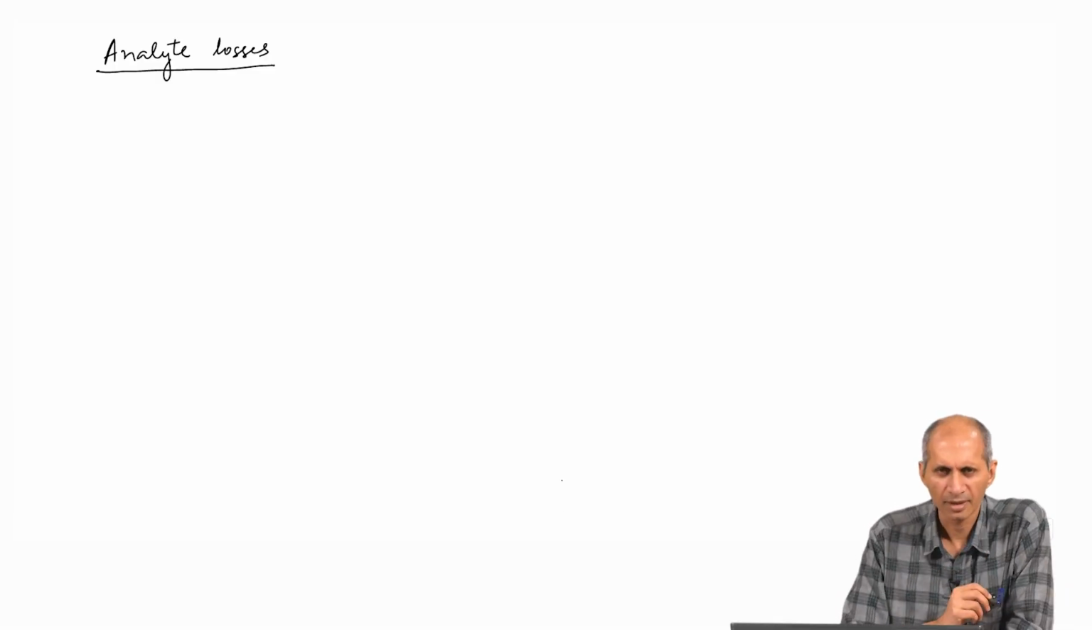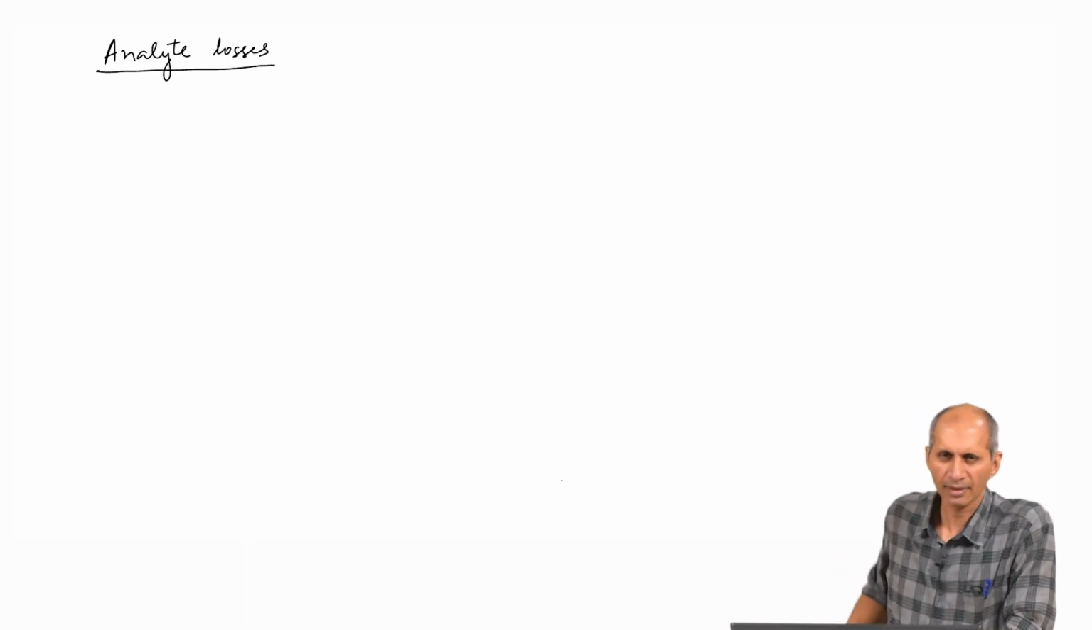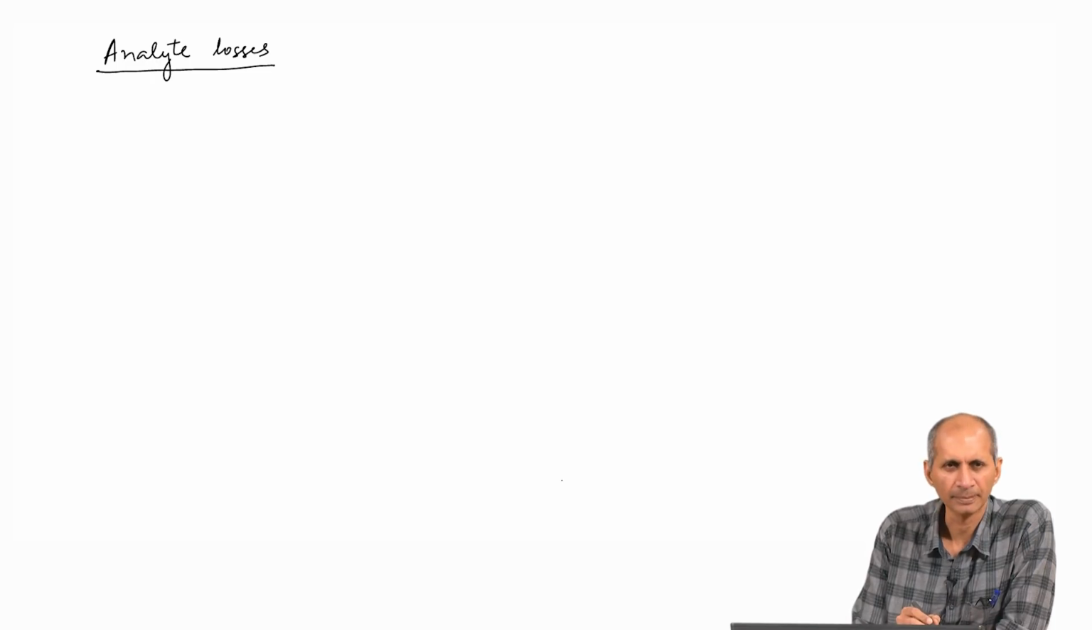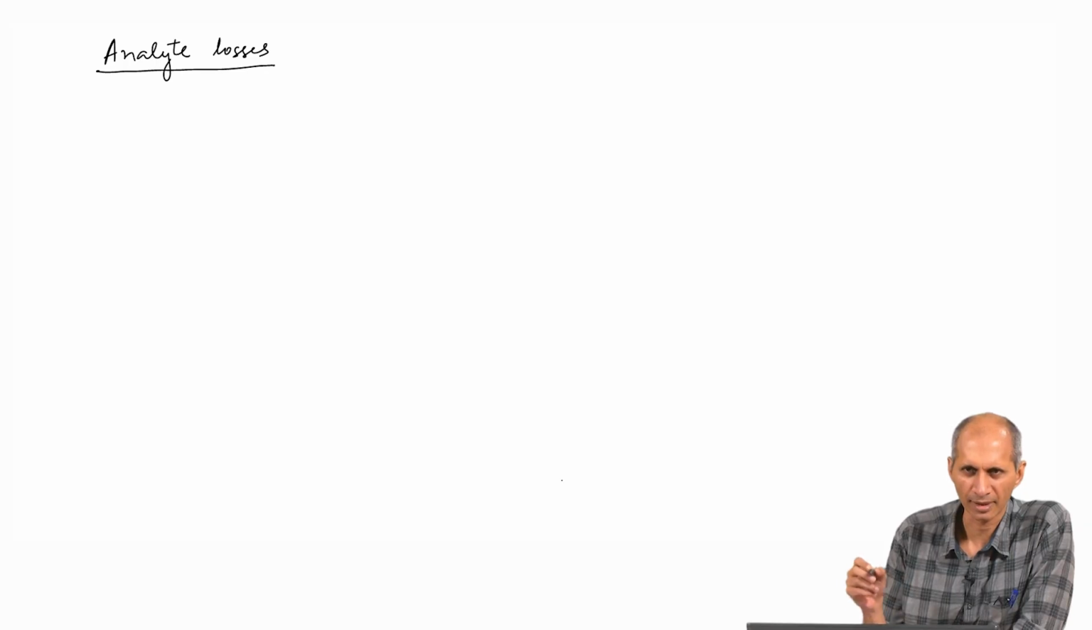In the last class, we had discussed the analysis method for organic compounds from water, and we went through the sequence of the extraction process and the analytical instrumentation. One of the concerns in chemical analysis for environmental samples is the issue of analyte losses.